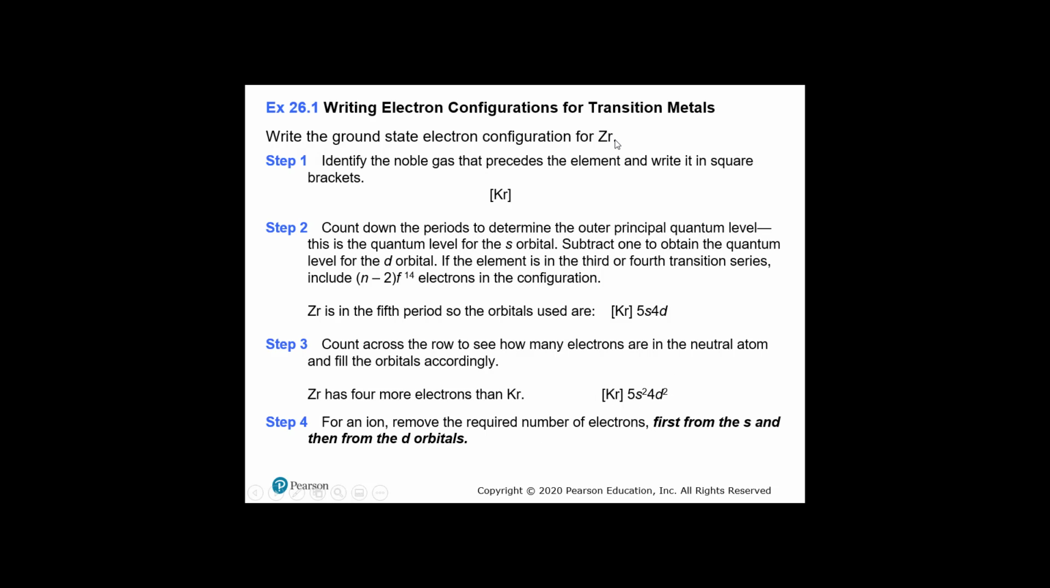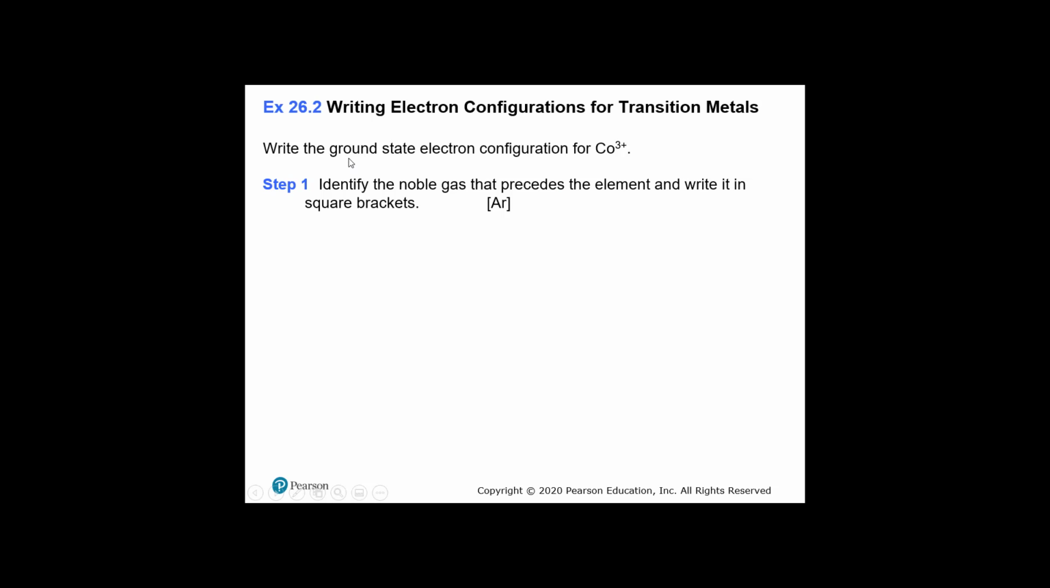However, if we were asking for it to be oxidized, then we would remove from the s first, before the d's. All right, so now let's write the ground state electron configuration for cobalt. So this is an ion, but we're going to write the ground state configuration for it.